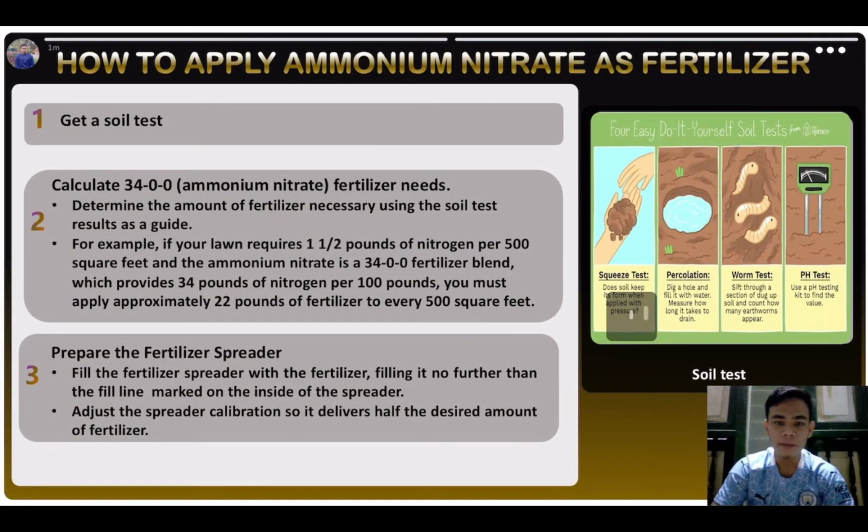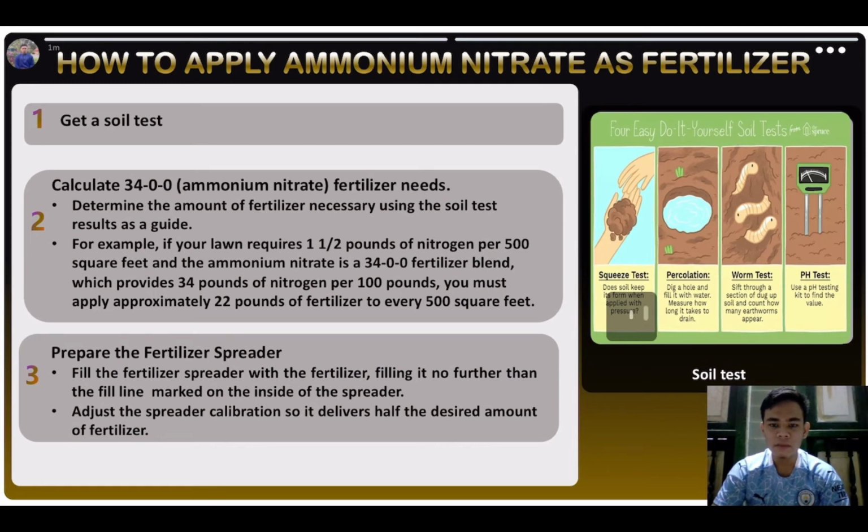How to apply ammonium nitrate as fertilizer? First of all, we have to get a soil test. There are 4 types of soil tests: the squeeze test, percolation test, worm test, and pH test. For the squeeze test, the step is to take some soil and squeeze it.